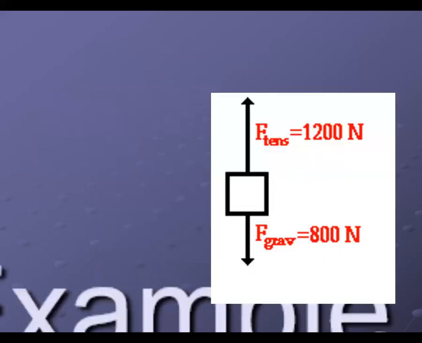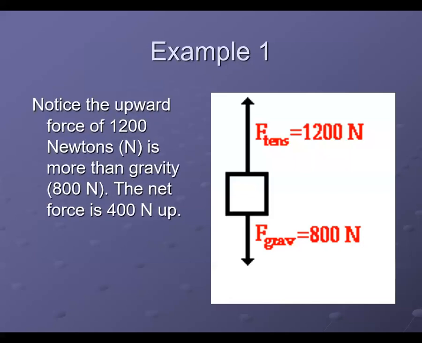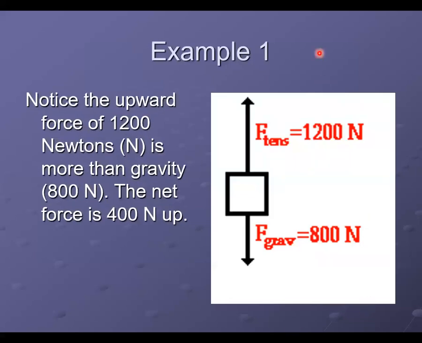So for example, we've got an object with 1200 newtons of force upward. We have 800 newtons of force downward, that's gravity. So what is this object doing? Is this balanced or not? Well, we can see 1200 minus 800, they're in opposite directions, so we're going to subtract them. So we end up with 400 newtons in the upward direction. So this is going to accelerate upward.